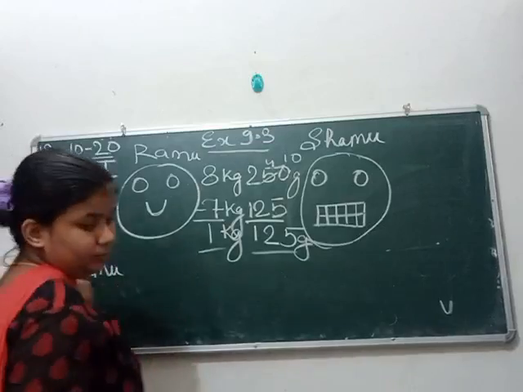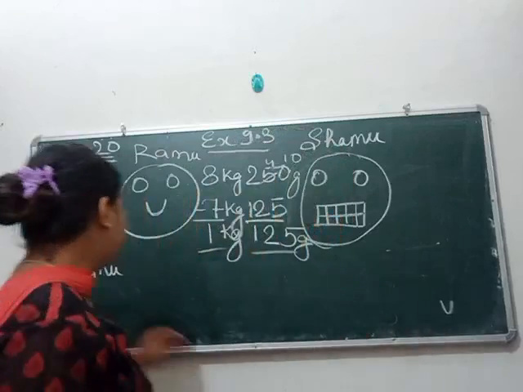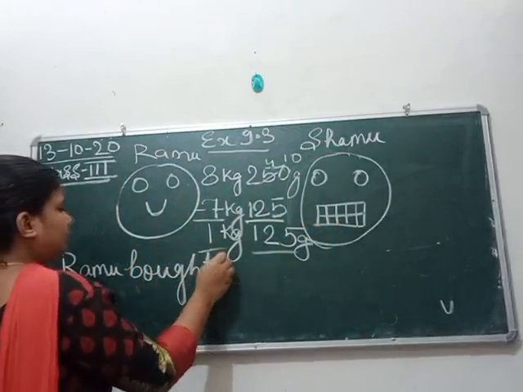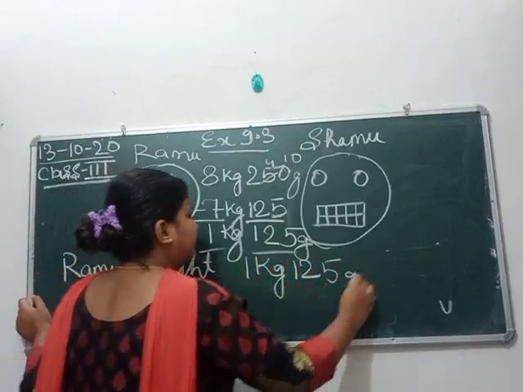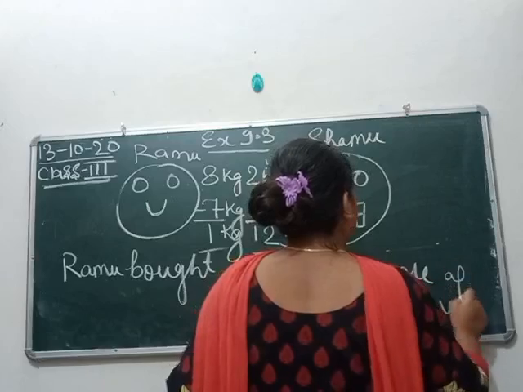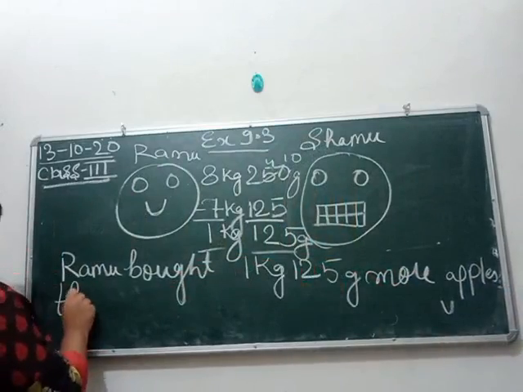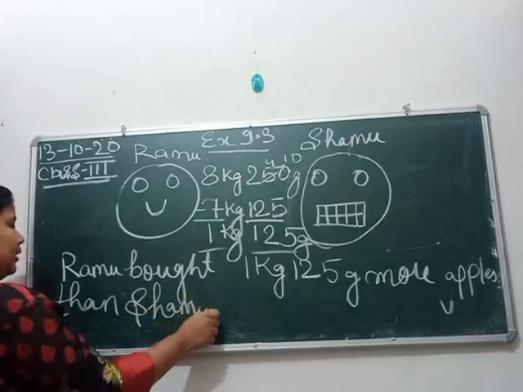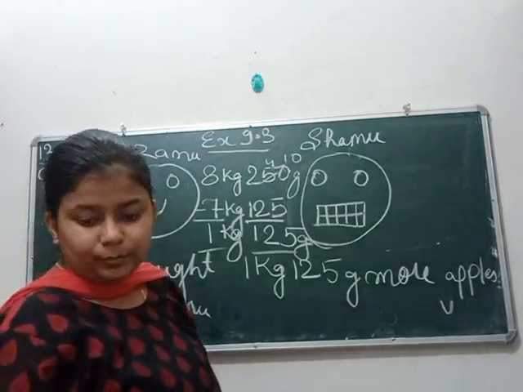Ramu. Okay, what is our question? Ramu bought 1 kg 125 gram more apple than Shyamu. Isn't it? Ramu bought 1 kg 125 gram more apple than Shyamu. Okay.